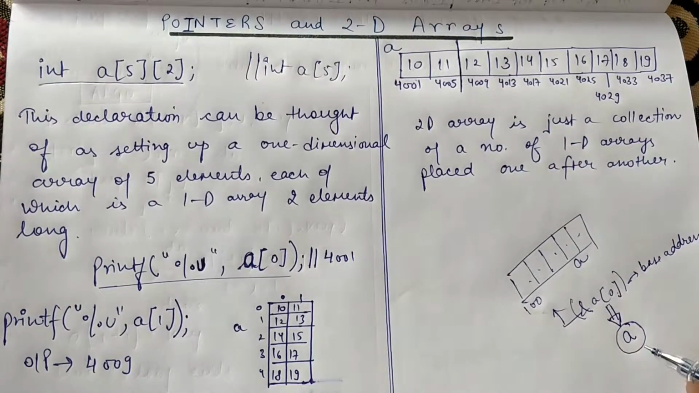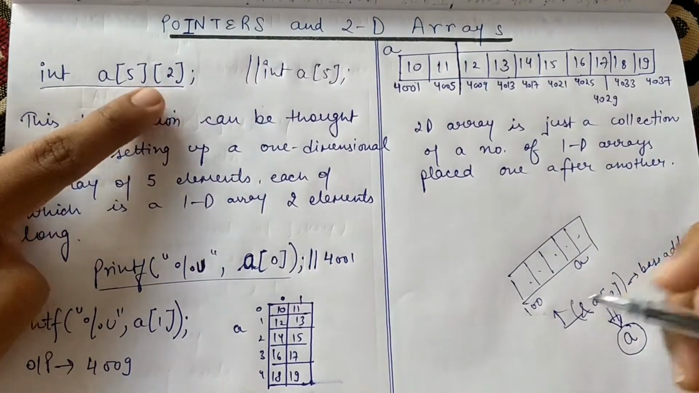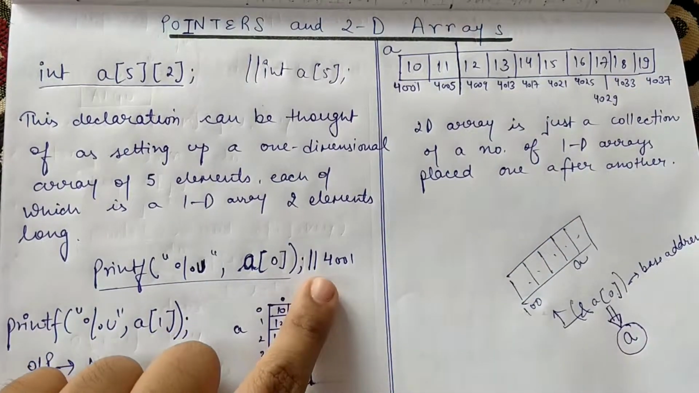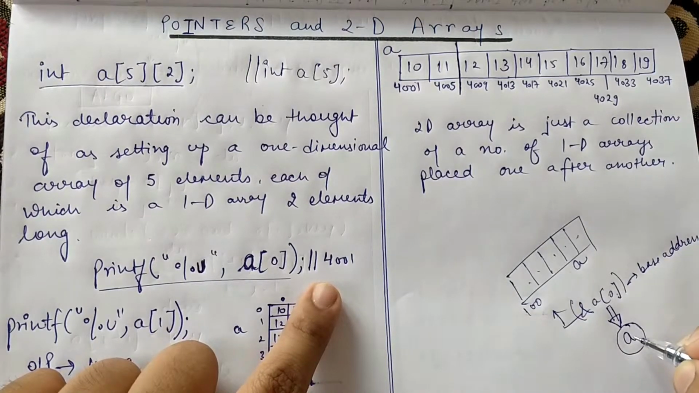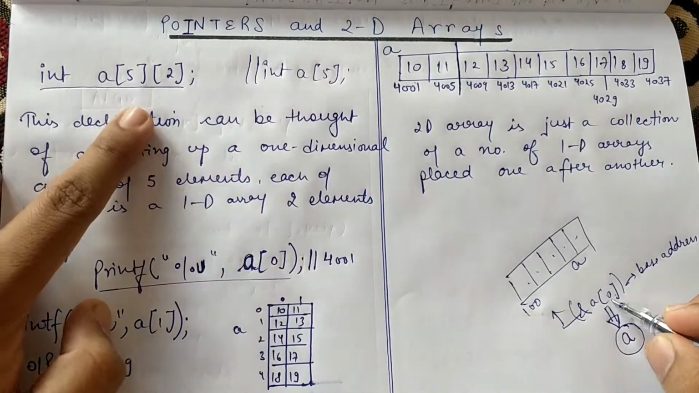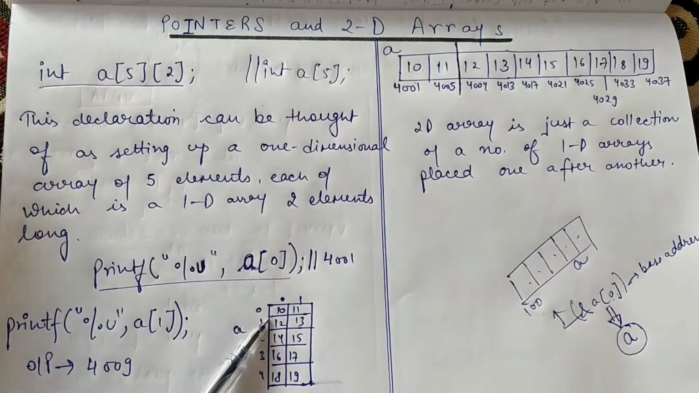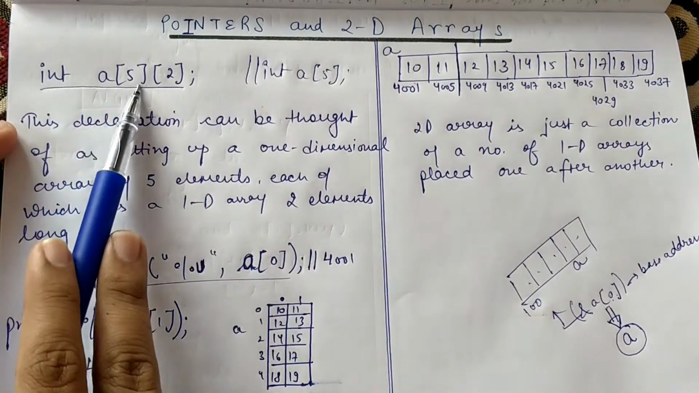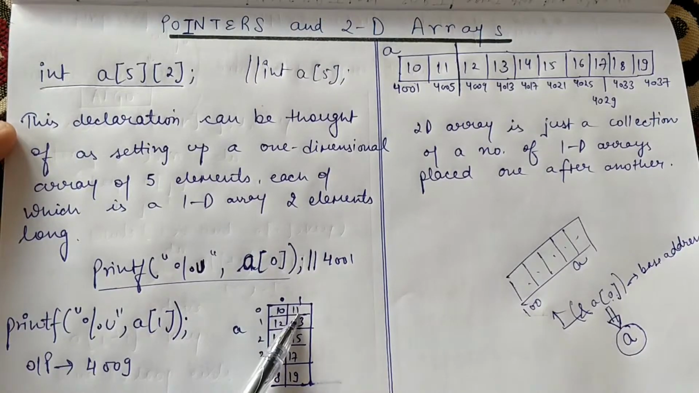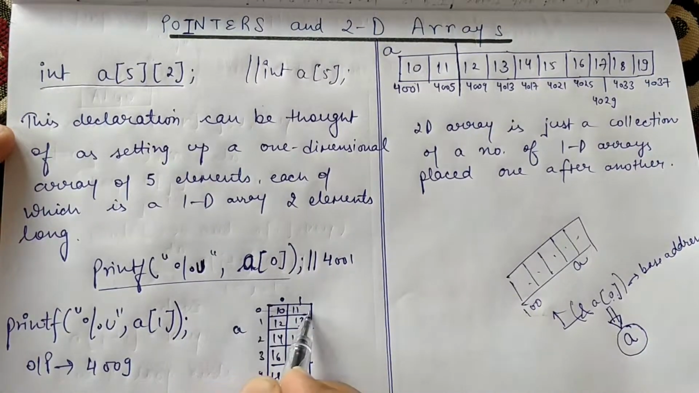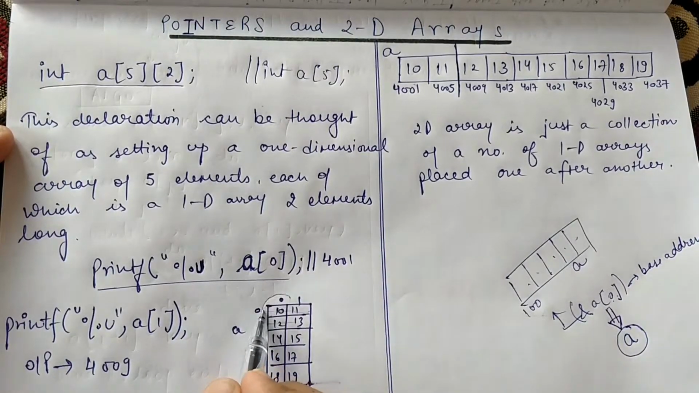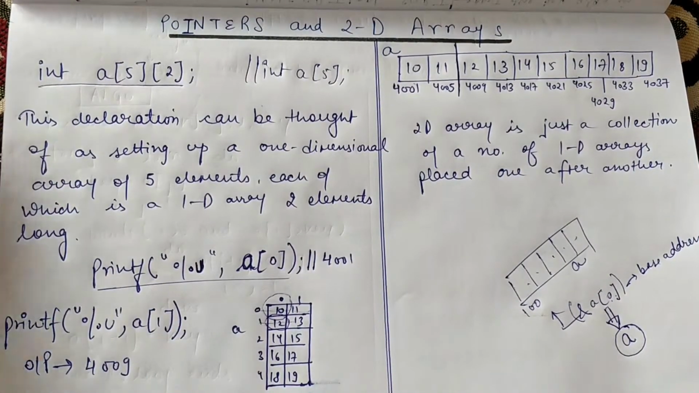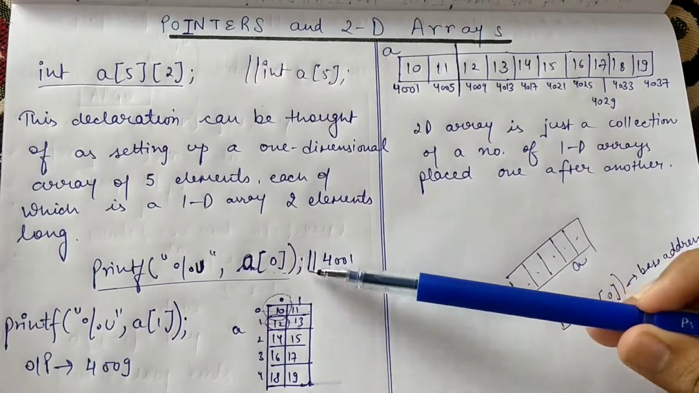In a similar manner, when we have int a[5][2], if we write a[0], it will give the address of the 0th one-dimensional array. Why is it so? Because when we write a, it represents the base address of this array, and when we write a[0], it represents the first, that is the 0th, one-dimensional array, since it is the 0th index here. There are 5 1D arrays. So a[0] will represent the base address of this, a[1] will represent the base address of this, and so on. So that's why you can say that a[0] is equal to 4001.